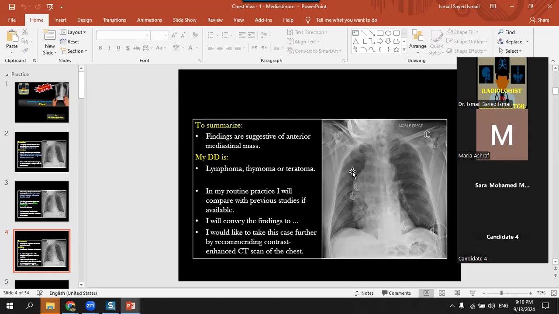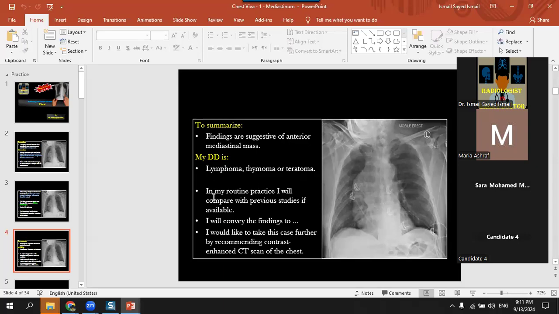The examiner will provide you with a CT scan, 8 marks for X-ray, 8 marks for a CT scan, inshallah, in maybe less than 4 minutes. Okay, to summarize, this constellation of findings is most suggestive of an anterior mediastinal mass. My differential diagnosis, you know, T. What, the first thyroid? No, don't mention thyroid, please, because thyroid is not a probable diagnosis in this case. It's not continuous with the neck. You have to mention the other differential diagnoses like lymphoma, thymoma, and teratoma in a younger age group.